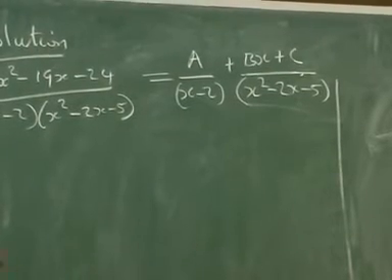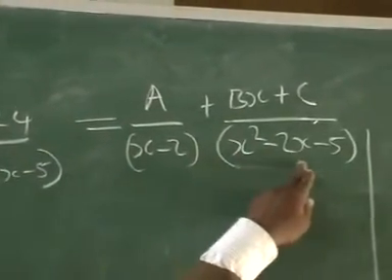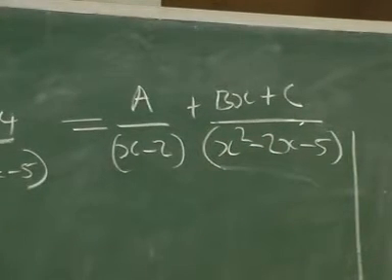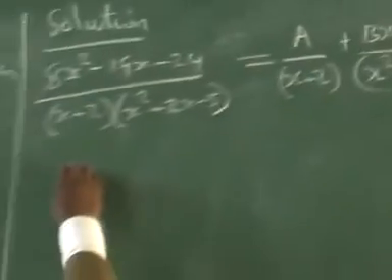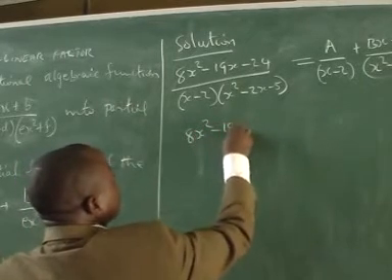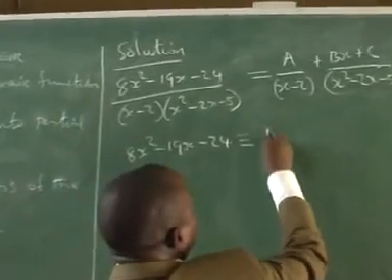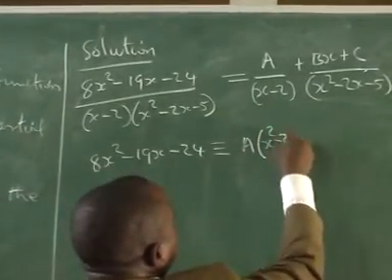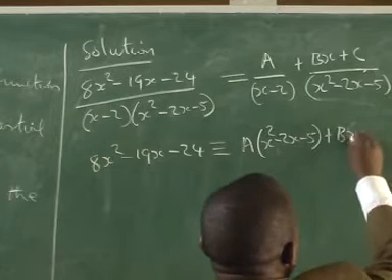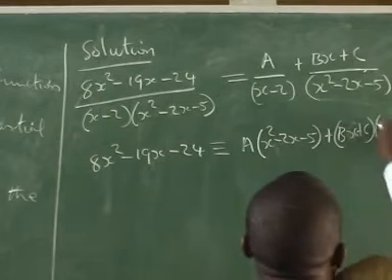Remember, when we had a linear factor, this one carried a, the other one carried b. But for a quadratic factor of this nature, it carries bx plus c. Alright. So now we know that 8x squared minus 19x minus 24 will be equivalent to a(x squared minus 2x minus 5) plus (bx plus c)(x minus 2).